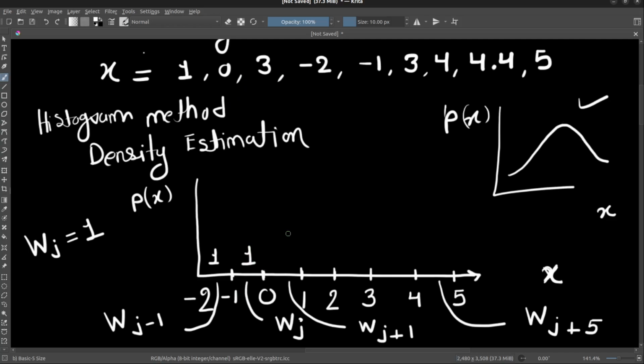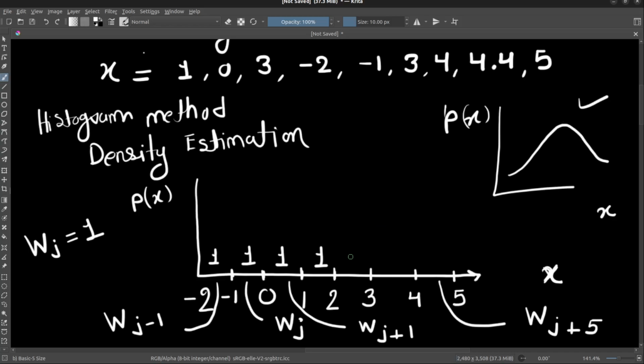From 0 to 1, how many samples are there? Only one sample, which is 0. From 1 to 2, how many samples are there? 1 sample.